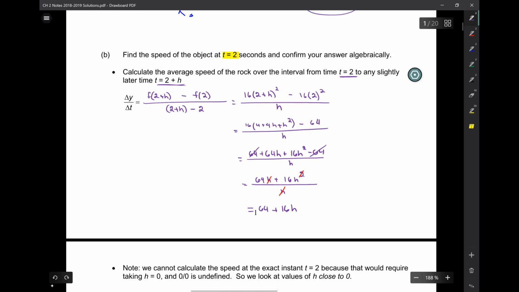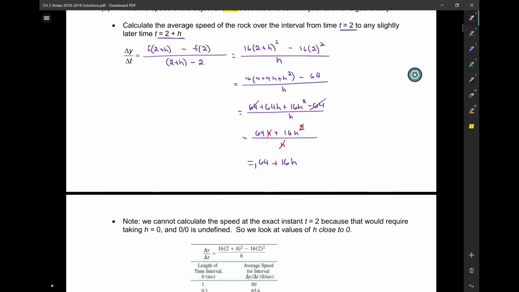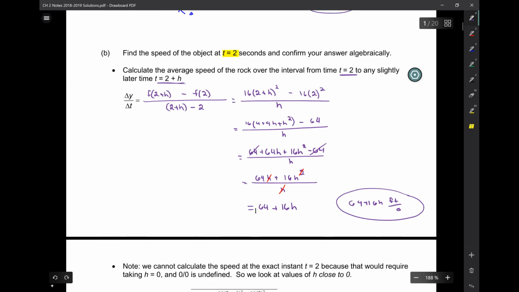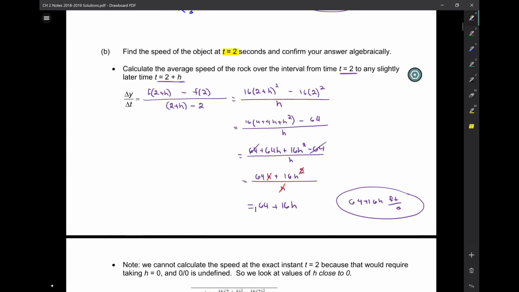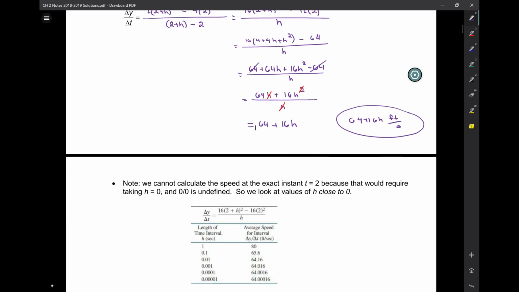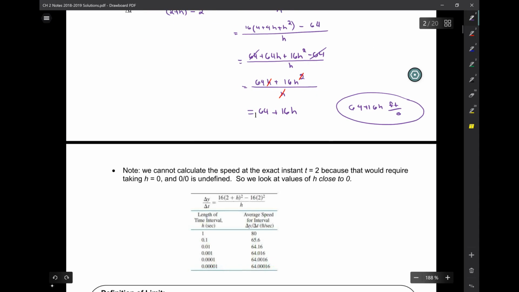Right? Okay. Now, what does this tell me? This just told me that the average velocity in the time interval 2 seconds and a nanosecond after that is 64 plus 16h feet per second. Okay, so that's the first part. But that's not what I want. What I really wanted was the speed of the object at t equals 2. So the average between those two times is 64 plus 16h.